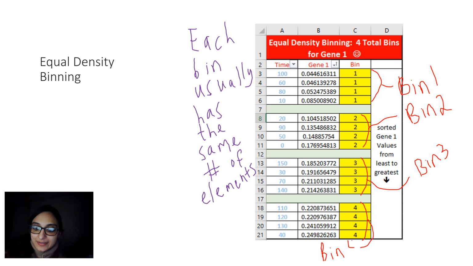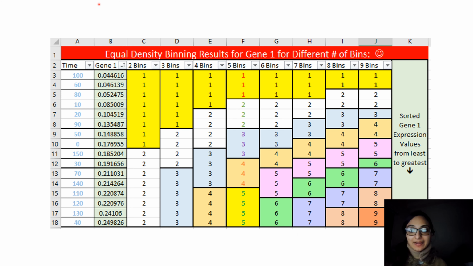Again, based on other situations, it might vary. In my implementation, this is how I've done it. Right now we were looking at 4 bins, so what we were just talking about was this situation here. This is what we were looking at: equal density binning results for gene 1 for different numbers of bins. So if we have 2 bins, 3, 4, 5, 6, 7, 8, and 9 bins. And right now, I had just shown how we would calculate it for 4 bins, making sure we have 4 here, 4 here, 4 here, and 4 here in each of these.